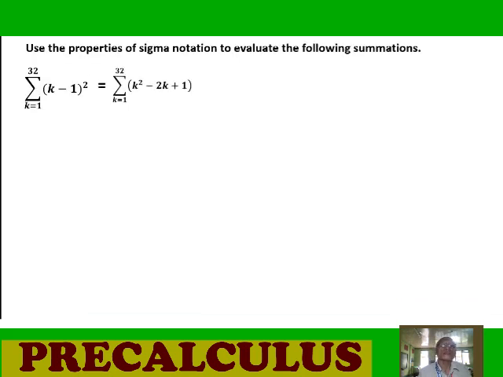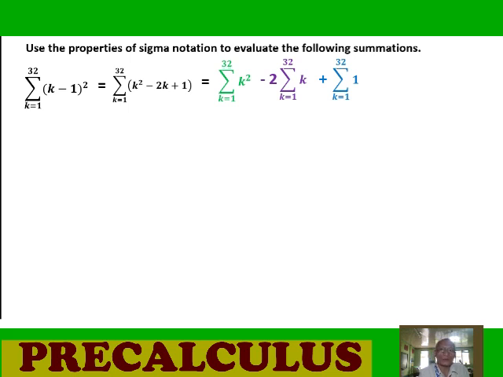Use the properties of sigma notation to evaluate the following summations. Summation of quantity k minus 1 squared. First step is raised to powers. k minus 1 squared becomes k squared minus 2k plus 1. Next step, distribute the summation symbols. Summation of k squared, k starts from 1 to 32, minus 2 times summation of k starting from 1 to 32, plus summation of 1 starting from 1 to 32.